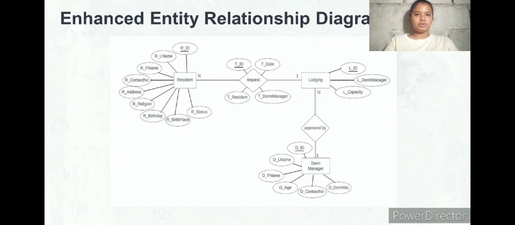The lodging entity has 3 attributes: LID, L dorm manager, L capacity, and its primary key is LID. The dorm manager has 6 attributes: DID, DL name, DF name, D age, D contact number, D dorm number, and the primary key is DID.